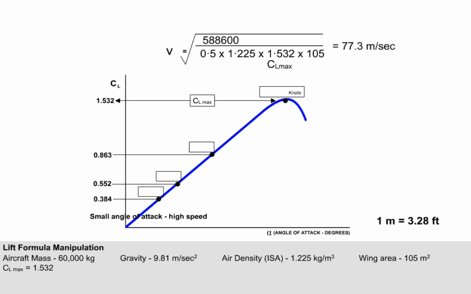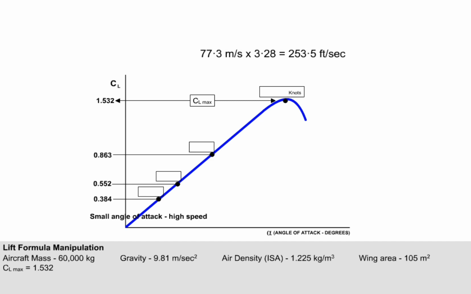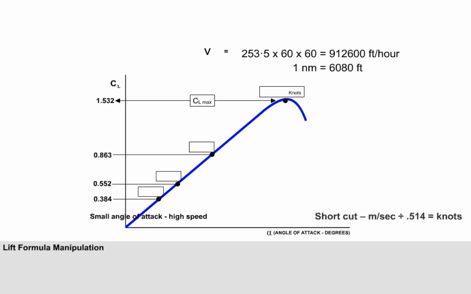When the calculation is done, the answer comes out as 77.3 meters per second. We need this speed in knots, so we multiply it by 3.28, which is feet per meter, giving 253.5 feet per second. To convert this to knots, we need to make it into feet per hour, which is 912,600, and then divide by the number of feet per nautical mile, 6,080, giving the final answer 150 knots.